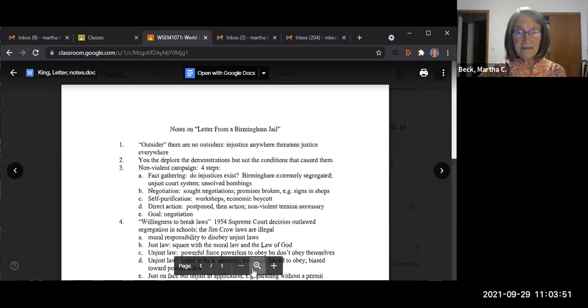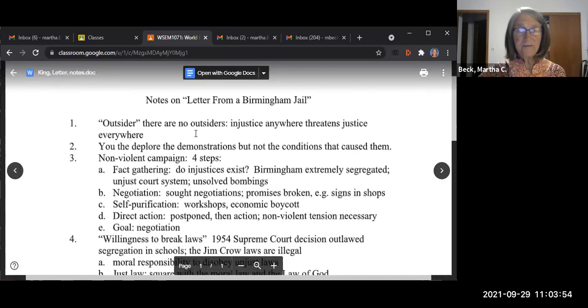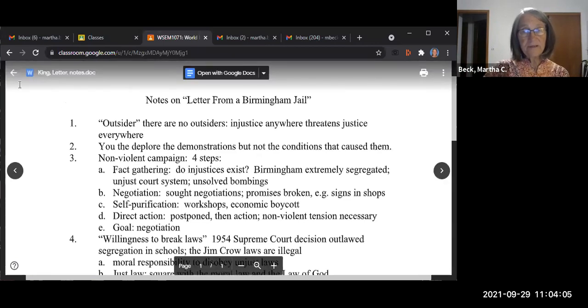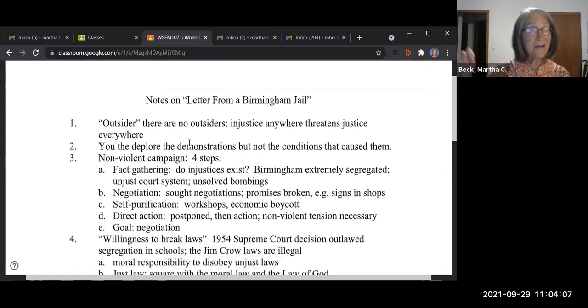So here is, he was called an outsider. So this was true. My dad marched in Selma, but it was the same stuff, right? There are no outsiders. And so when Black Lives Matter happened, the same things happened. People were saying, these are outsiders coming in. And then these African-Americans would get interviewed on the news shows that I would watch. He said, Martin Luther King said that, you deplore the demonstrations, but not the conditions.